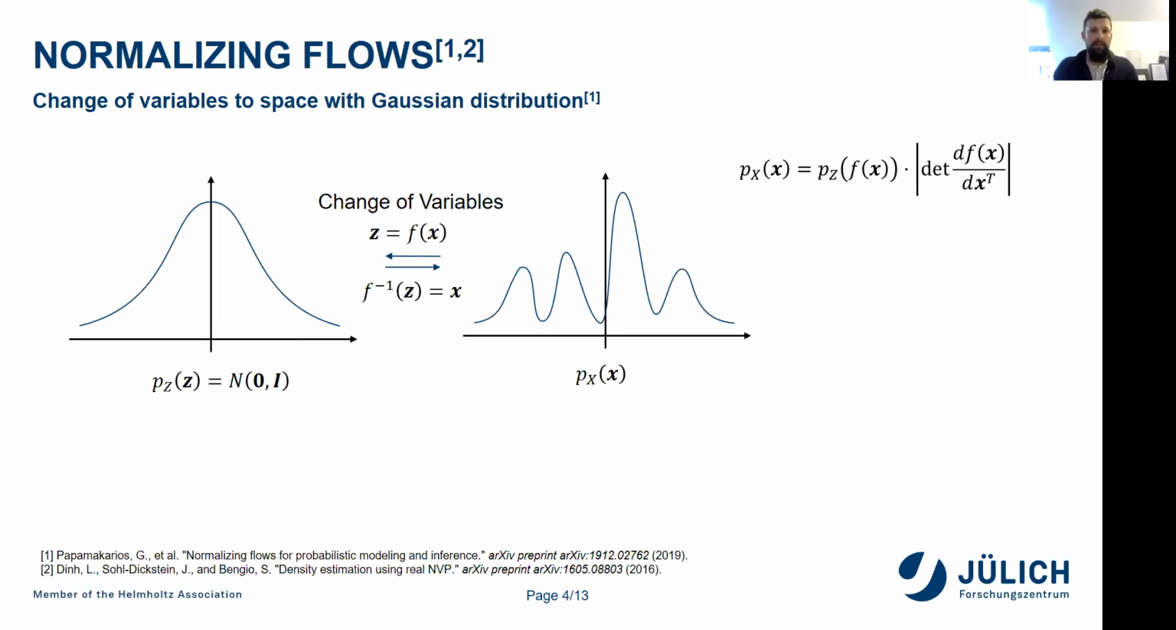We see here PZ is a Gaussian likelihood function, and this Jacobian determinant factor, which scales the distribution to ensure that the volume of the distribution stays one, or excuse me, the integral over it stays one.